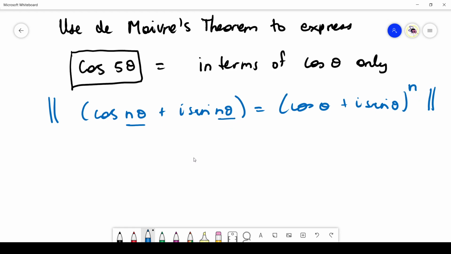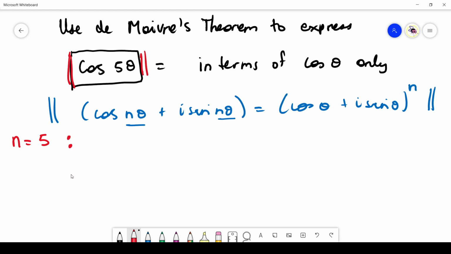Using this knowledge, one possible way of using De Moivre's theorem to find a value for just cos θ alone is to use the entire theorem. Because we're dealing with real and imaginary parts, we end up equating real or imaginary parts based on what is required in the question. So let's look at this question. Over here we have cos 5θ, so for this question we're going to consider n as having a value of 5.